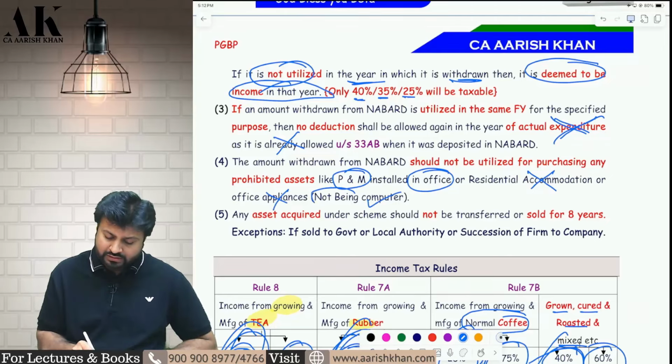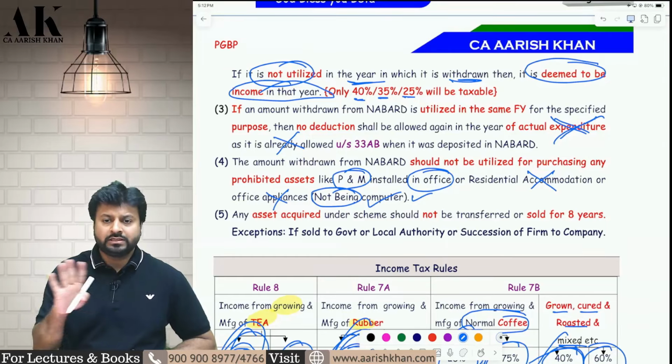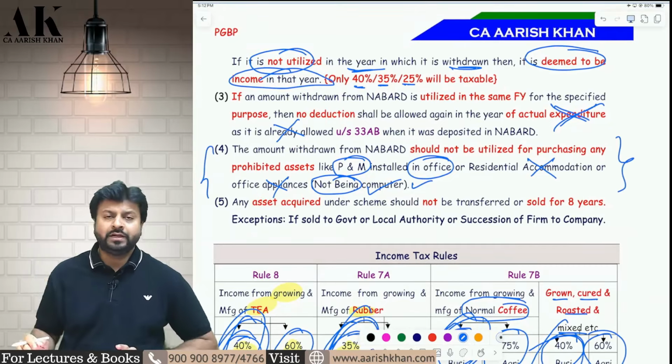Computer you can buy because it is written "not being computer." Therefore, computer you can purchase. It is allowed to purchase the computer. There is nothing wrong in that. But whatever assets you are purchasing which are not prohibited, say, can I purchase land? Yes, you can purchase land. There is no harm in that.